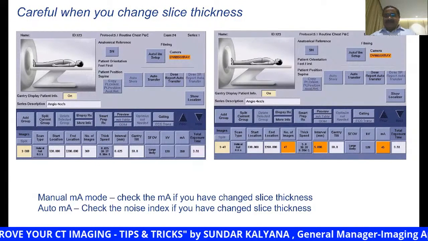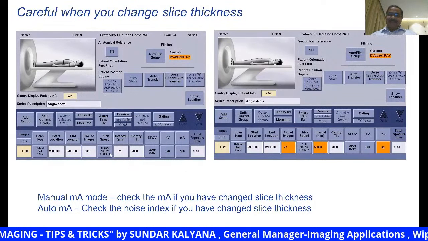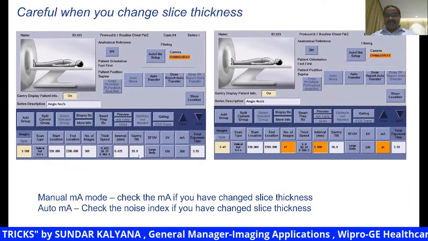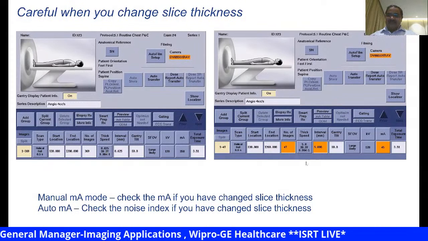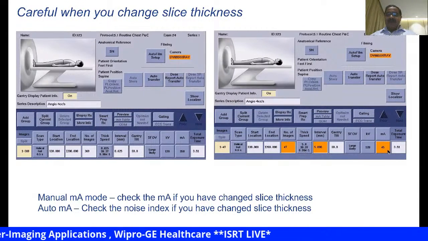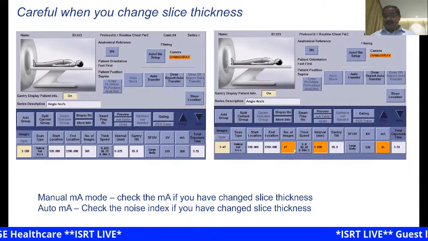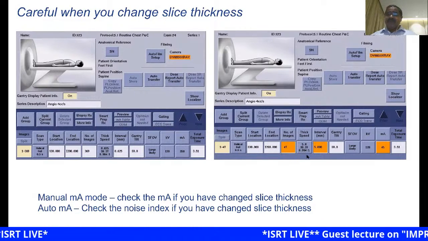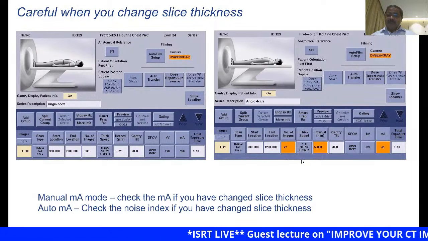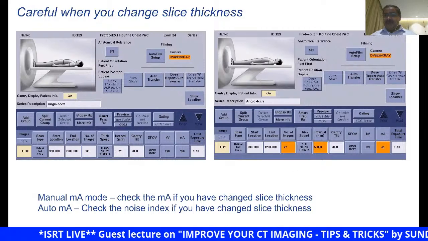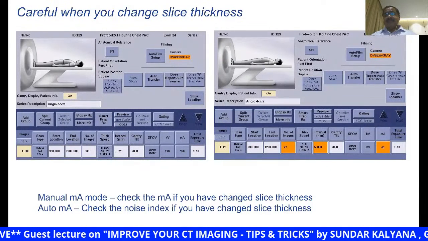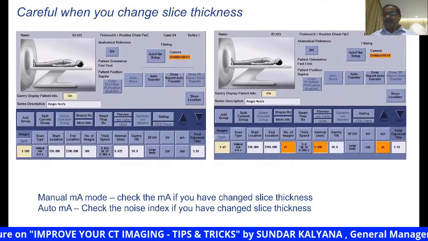So what has happened? Your scanner is well calibrated, so when you change your slice thickness from, say, 0.6 to 5, you can see the mA drops to a very low value of 45. If you try to do a reconstruction with 0.6 mm from this scan, you may get a very noisy image. So please check the mA value if you change the slice thickness from a set protocol.